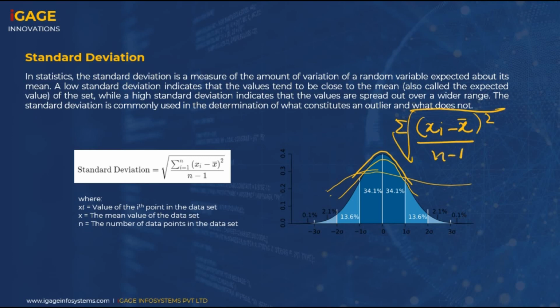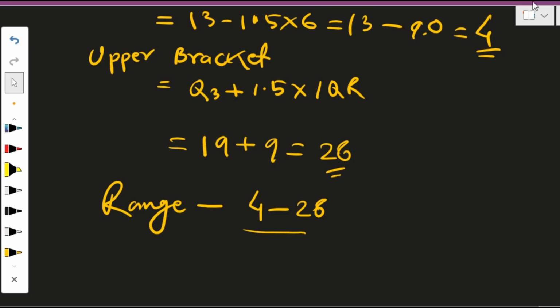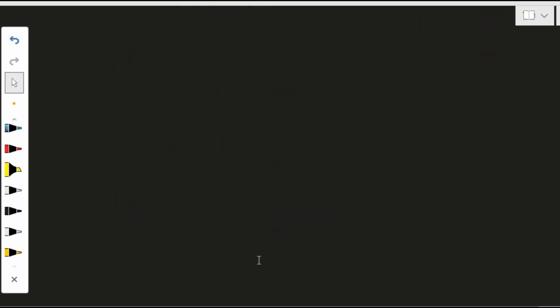Okay, so yeah, let me show you an example also. Just a moment, we are about to finish now. Okay, so let us take an example. We have some data points.